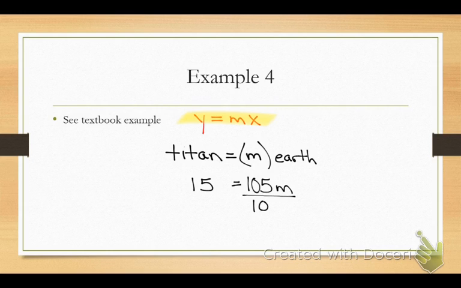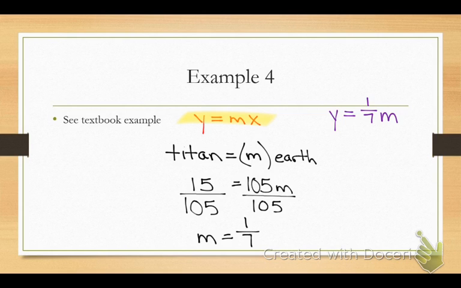So I divide both sides by 105 because I have to solve for m. And now I need to reduce this fraction. 15 over 105 reduces to what? 1/7. So what does that mean about what's happening to the weight between Earth and Titan? That's my rate of change. What is happening to the weight between Earth and Titan? Am I multiplying it? Dividing by what value? 7.